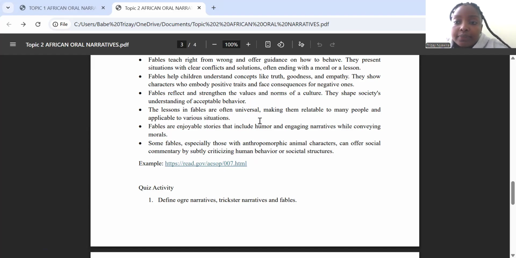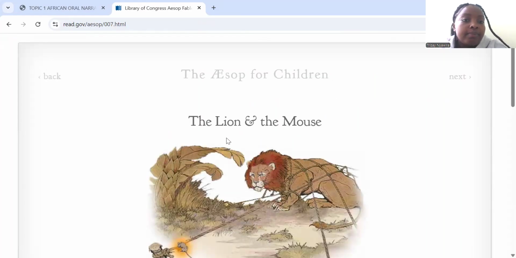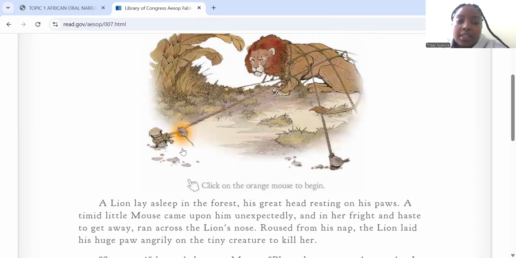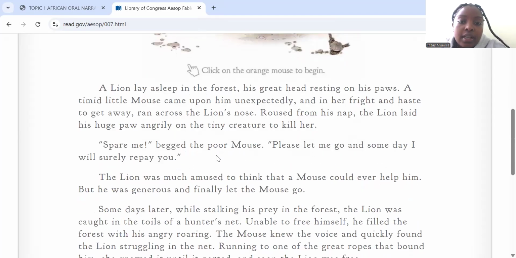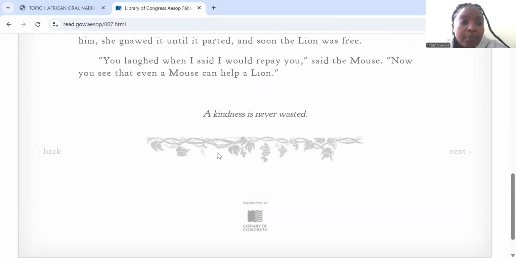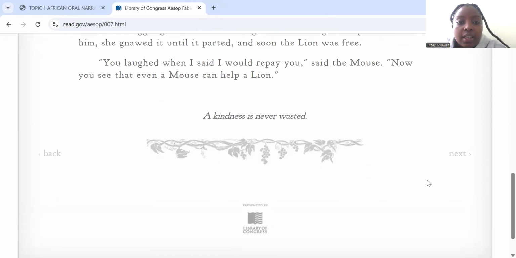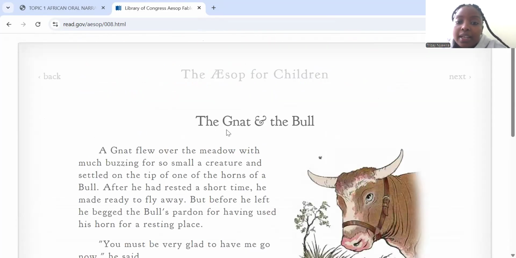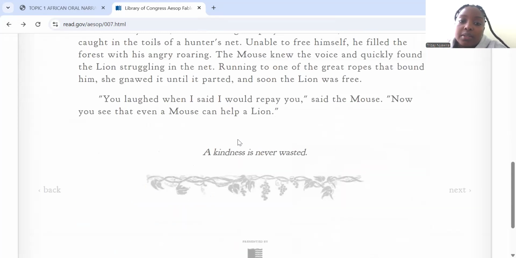And I've also provided a link for this narrative too. If you open this link, it will lead you to a fable which involves the lion and the mouse. If you click on the orange mouse, you'll be able to begin. Not only reading it, you can also visualize it, as they have illustrated what is going on. So you have the lion and the mouse, and also there are many others. As you can see here is a moral lesson: kindness is never wasted. There we have the goat and the bull. If you open the link, it will lead you to the many fables attached there, so kindly make sure that you do that to understand fables much better.